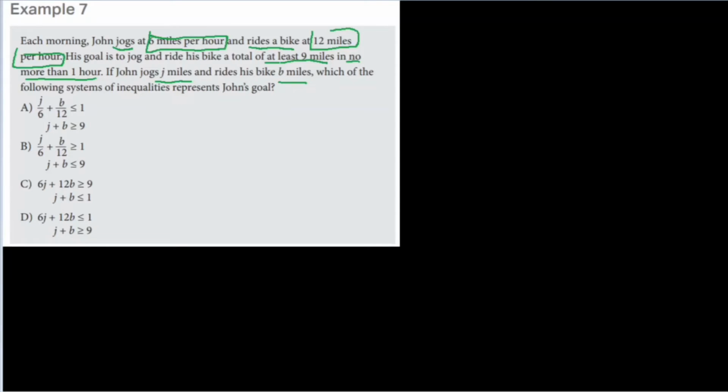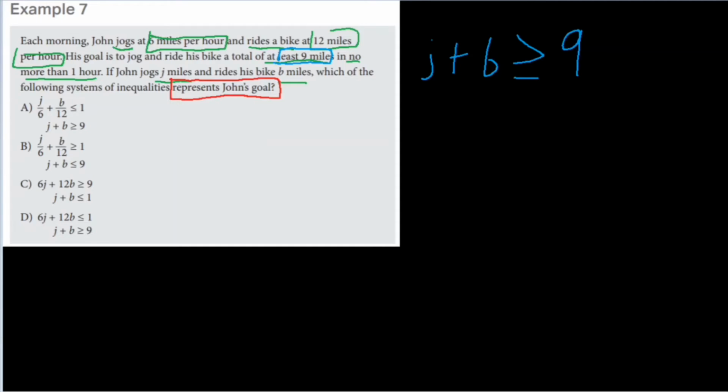So, the most simple thing that we know is that J, the amount of miles that he jogs, plus B, the amount of miles that he bikes, has to equal at least 9 miles. So J plus B has to be greater than or equal to 9, right? From there we can already eliminate choices B and C since they don't have this equation set up correctly.